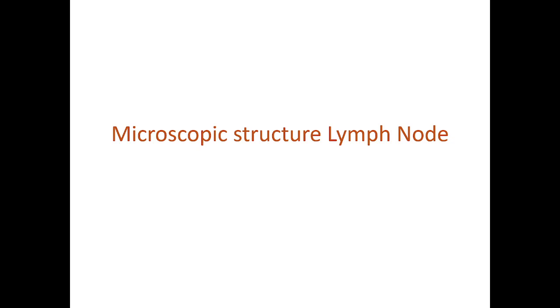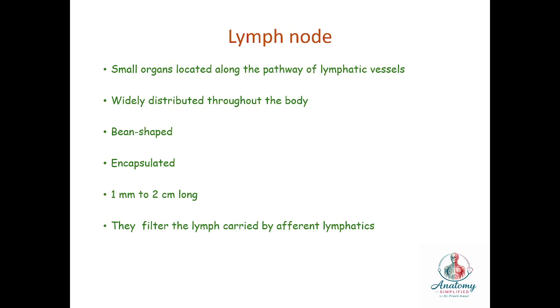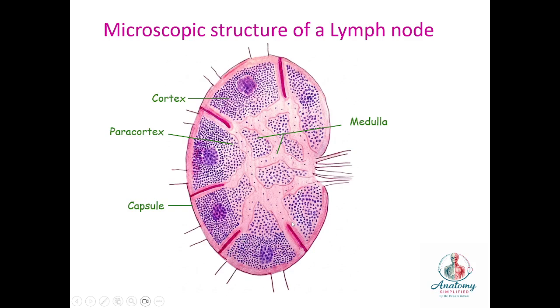Now we will begin with the microscopic structure of a lymph node. Lymph nodes are small organs located along the pathway of lymphatic vessels. They are widely distributed throughout the body. They are bean shaped, encapsulated, 1 millimeter to 2 centimeters long. They filter the lymph carried by afferent lymphatics.